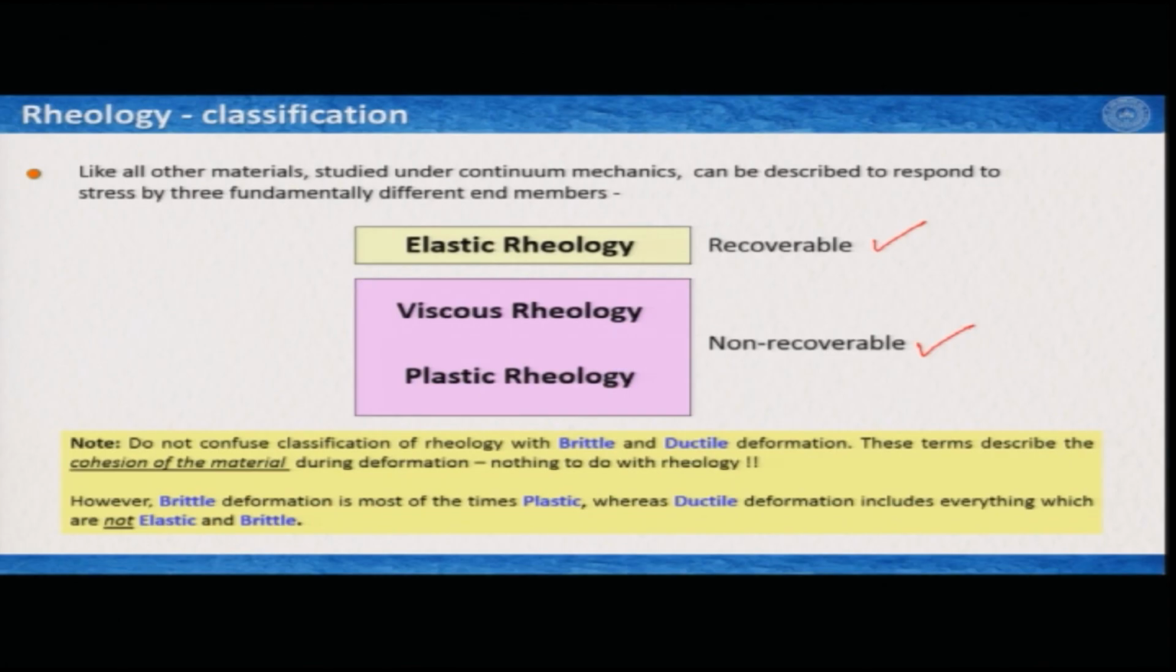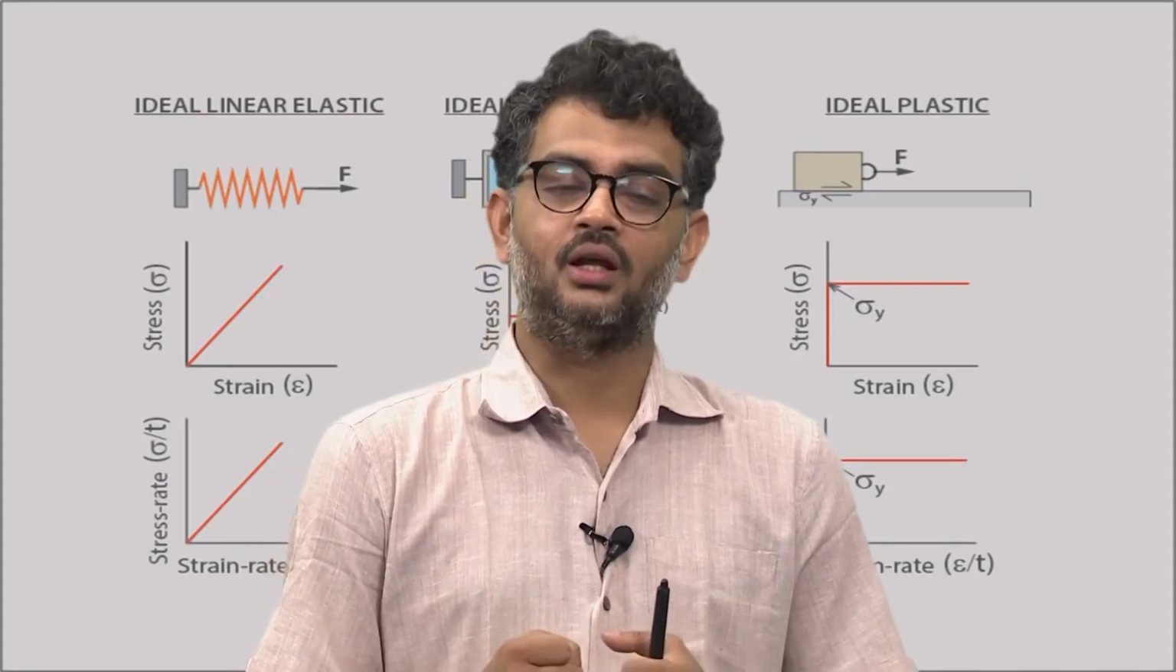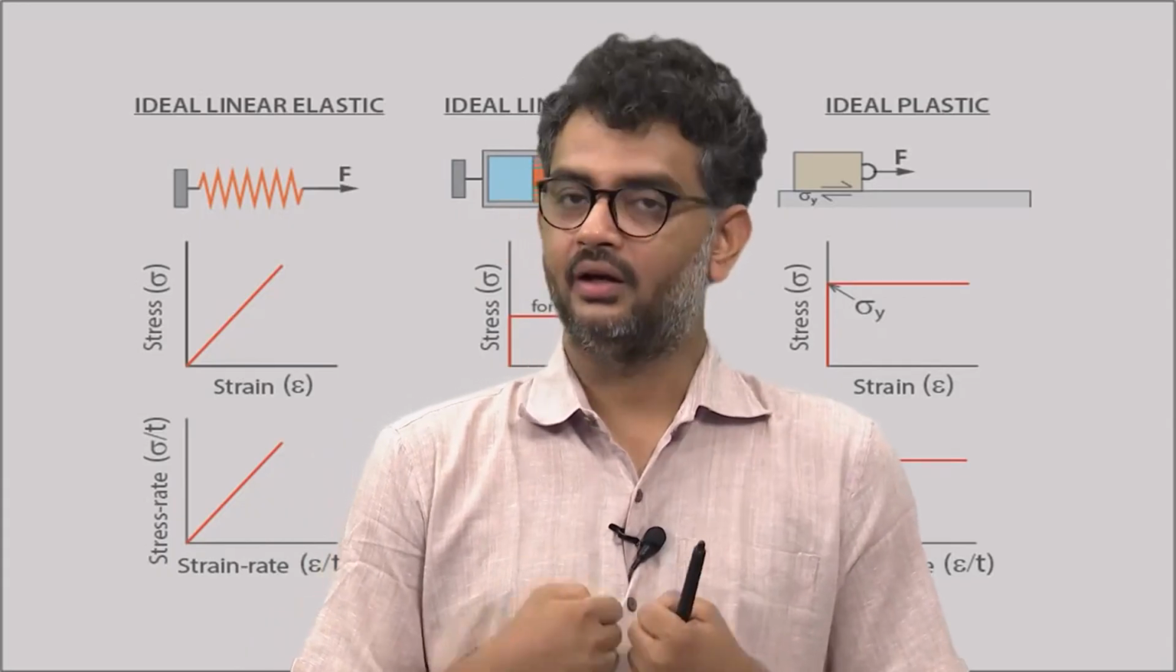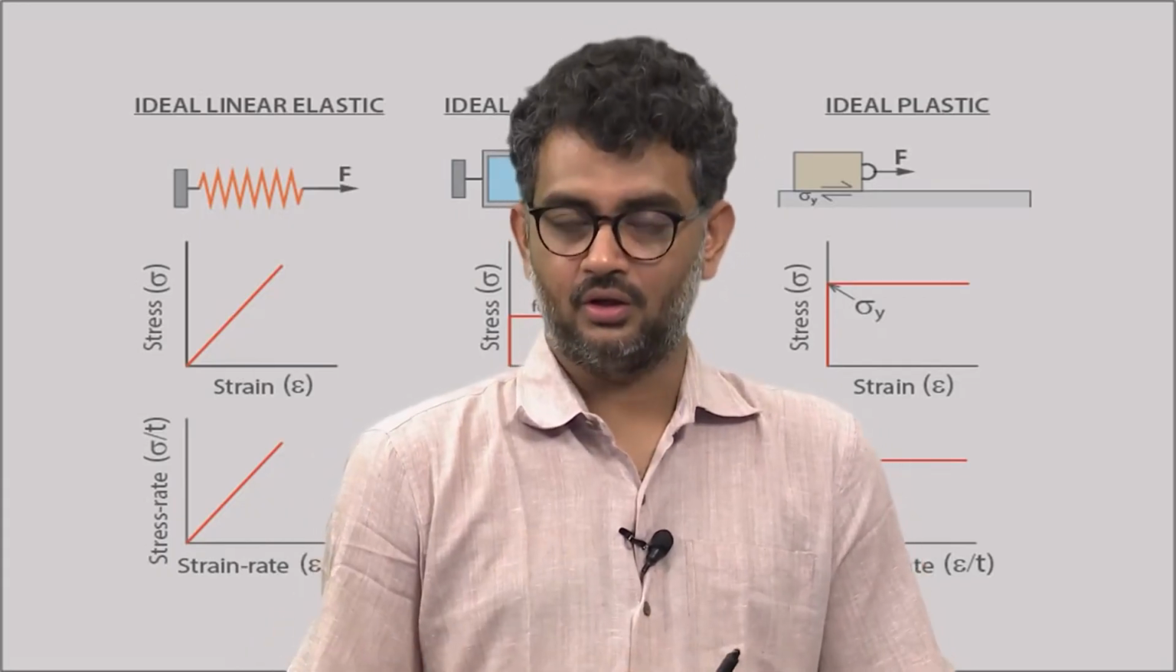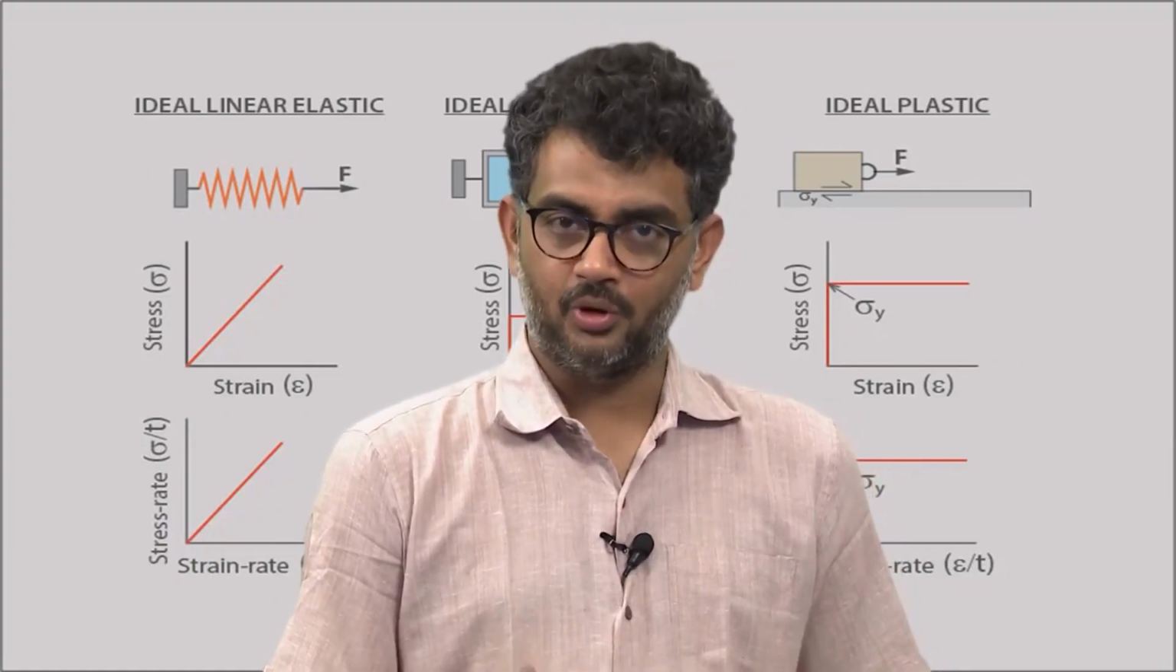Now, it is very important to remember that the classification of rheology has nothing to do with brittle and ductile deformation. Brittle and ductile deformation only consider whether the cohesion of the material is maintained or not during the deformation. That is it. It does not consider the rheological part. If the cohesion is maintained, then it is ductile. If the cohesion is not maintained, then it is brittle.